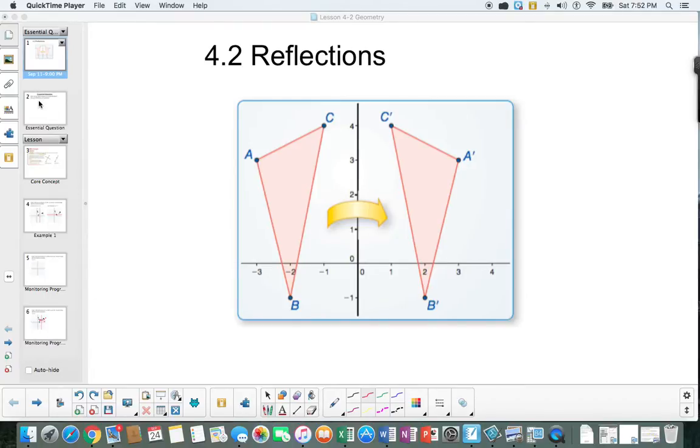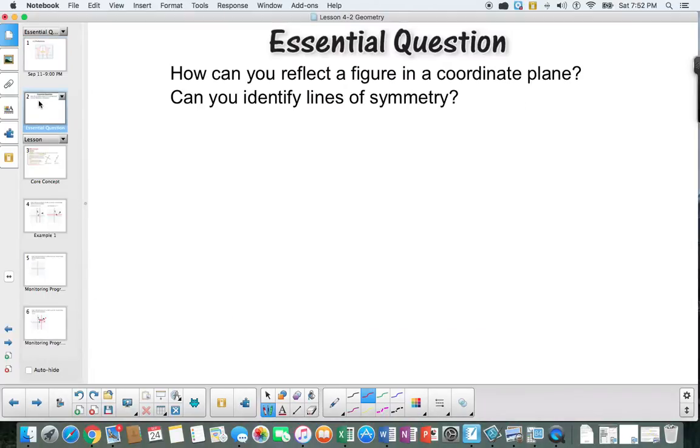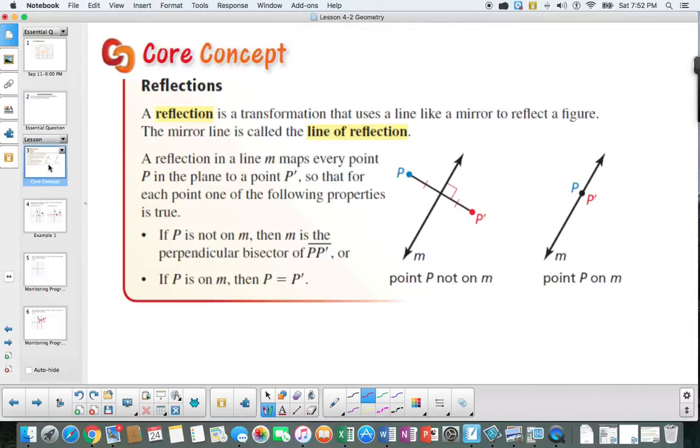4.2 Reflections. Essential question: how can you reflect a figure in the coordinate plane? Can you identify lines of symmetry? In the lower grades, we call a reflection a flip. We don't want to use that word anymore. We want to use the word reflection, and we want to take a look at the mathematical process of doing this.